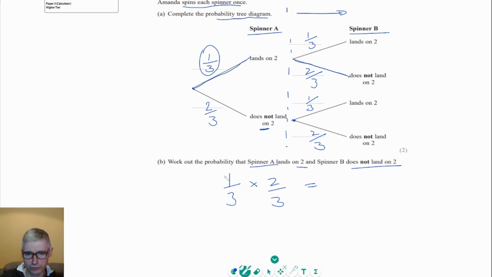And if we do that, we'll just treat it like a normal fraction multiplication. So we multiply the top line and we get 2, 1 times 2 being 2. And if we multiply the bottom line, 3 times 3 is 9. So we've got 2/9. And that's the probability of spinner A landing on a 2, but spinner B not landing on a 2. And that's it.